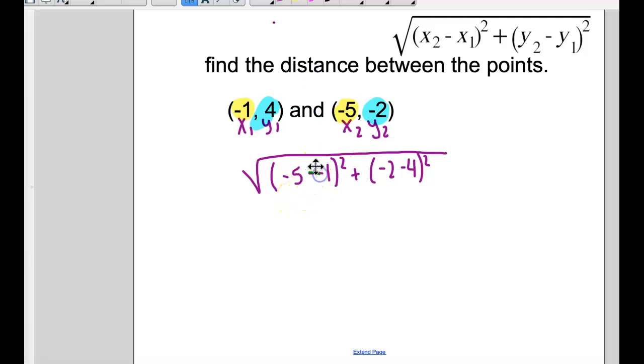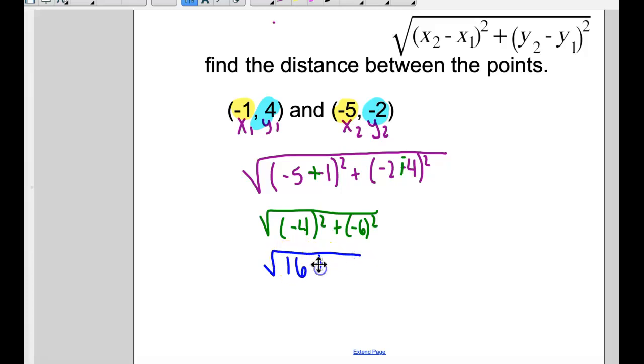So inside the parentheses, these two turn into a plus. And I would have -5 plus 1, which is -4 squared. Over here, -2 turns that into a plus a -4, which would be a -6 squared. And then I can square those values. When I square -4, remember, use your brain instead of the calculator, so you're not typing it in wrong. -4 times a -4 is a +16. A -6 times a -6 is a +36.